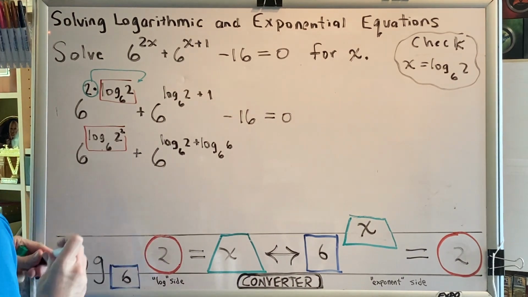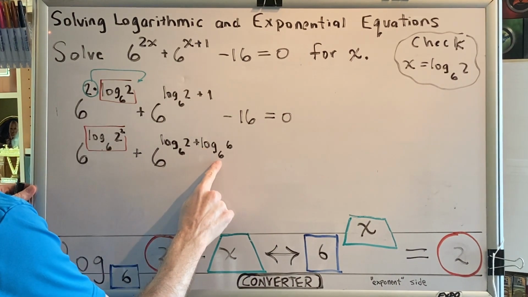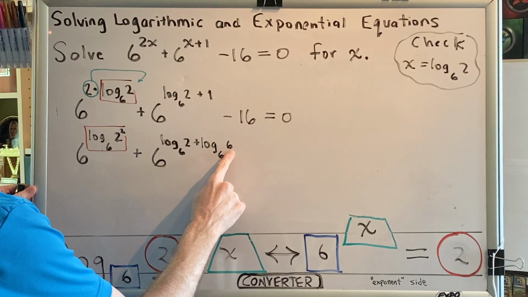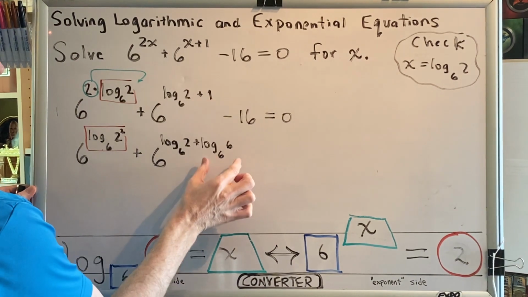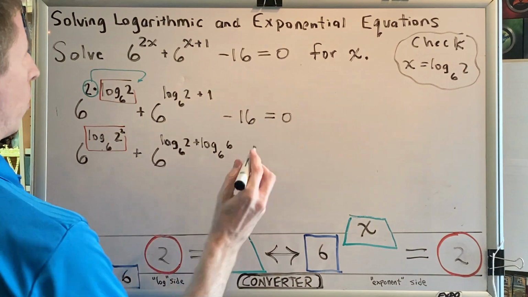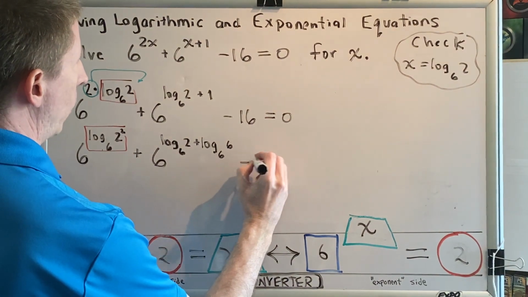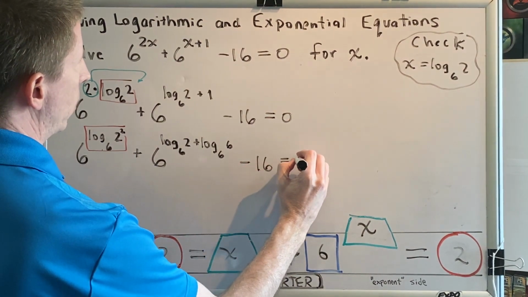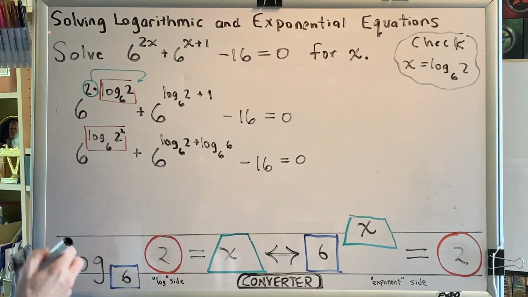Remember, a logarithm is a missing exponent. What is the exponent that goes on base 6 to make 6? The answer is 1. So 1 and log base 6 of 6 are equal. And the rest of my equation, minus 16 equals 0. Okay, now I'm going to simplify.